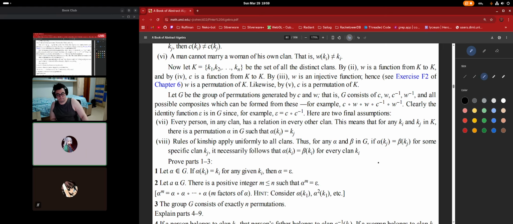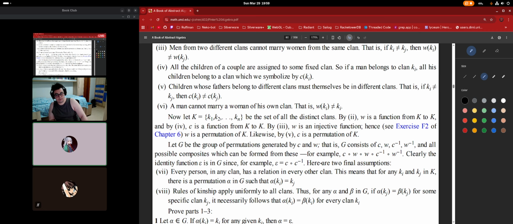Well, one of the rules. Let's actually start from the bottom. One of the rules is you cannot marry someone from your own clan, right? So there must be at least two clans for this to make sense, right? Yes. That means two is the base case.